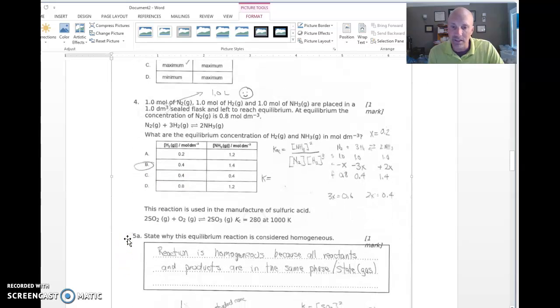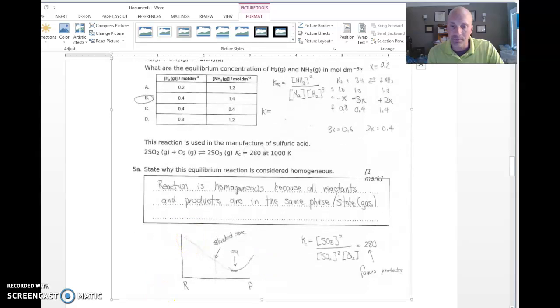Why is it considered homogeneous? Everything's a gas. If everything in it is in the exact same state or same phase, it would be homogeneous.